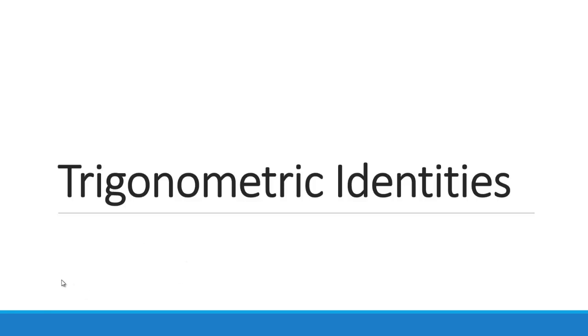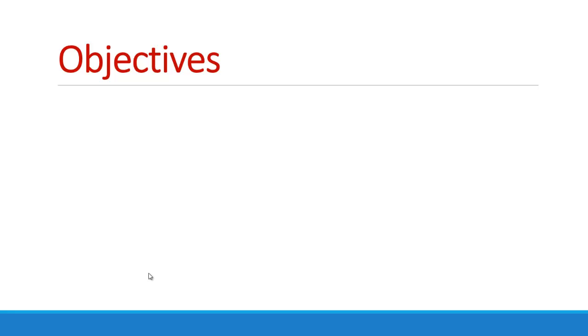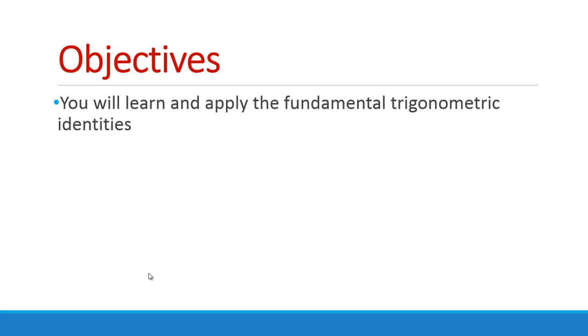All right, first section of the new unit. This is Trigonometric Identities, 7.1 in your books if you want to follow along. Okay, your objectives for this lesson, just two. Well, kind of, it's really two, even though it's split up into three. You will learn and apply the fundamental trigonometric identities.